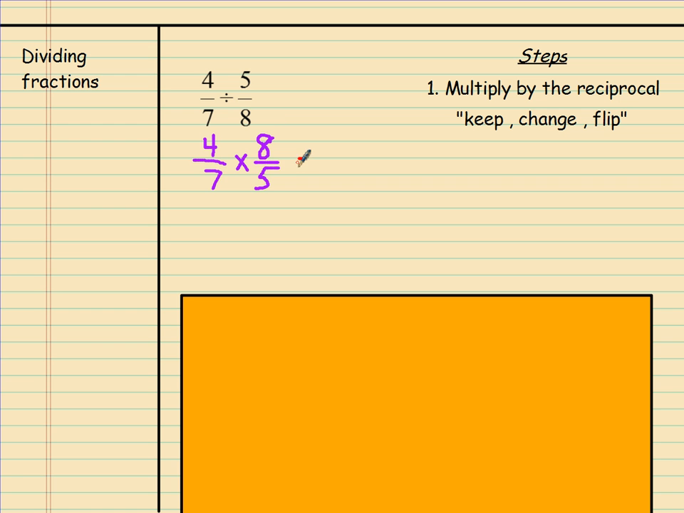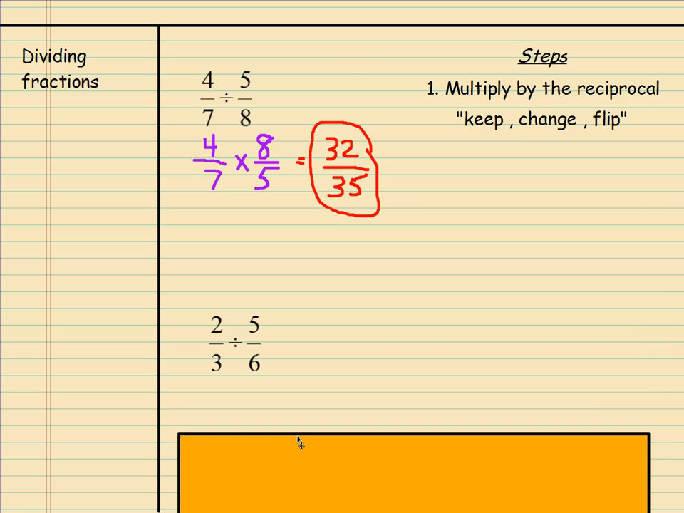Let's multiply. We have 4 times 8 is 32. 7 times 5 is 35. Can we simplify this? No, we can't. This is our final answer. So to summarize, every time we see a division problem with fractions, we multiply by the reciprocal, or we keep, change, flip.